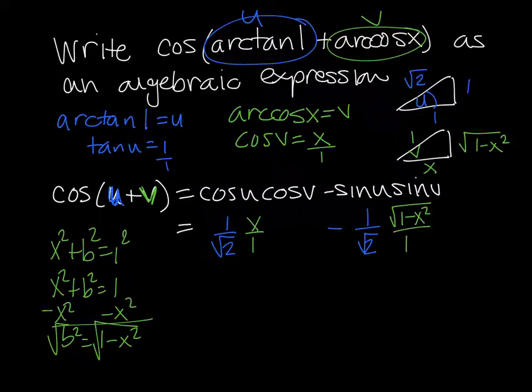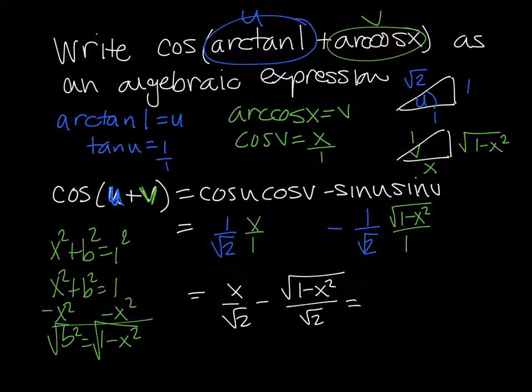Now, I bet you right now are looking at this going, holy crap, she's going to make us simplify this. And I'm not. I'm going to be kind of nice on this. All you have to do is put things together. In the first fraction, we have 1 times x, and the square root of 2 times 1 is the square root of 2. Minus, and in the next one, 1 times the square root of 1 minus x squared over the square root of 2.